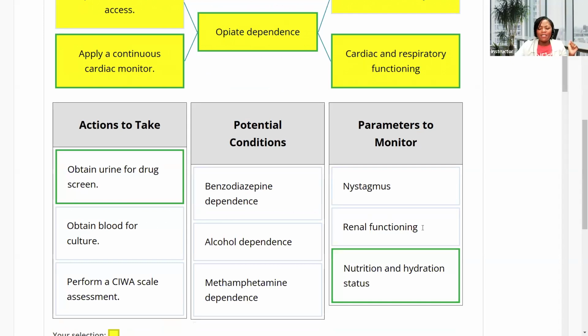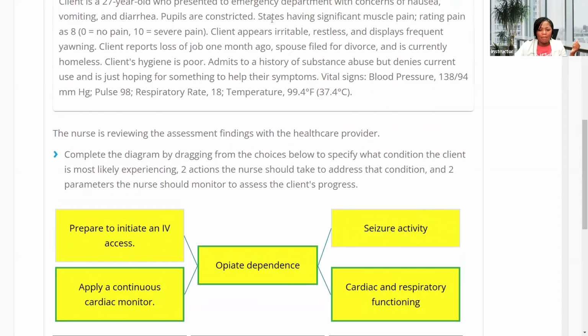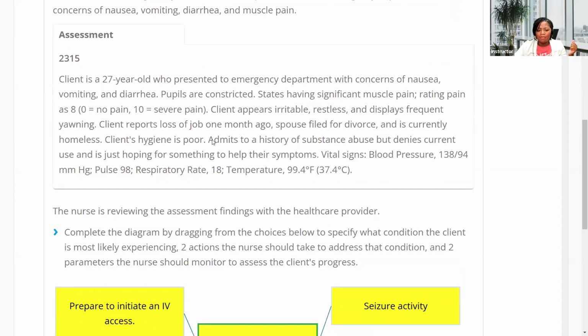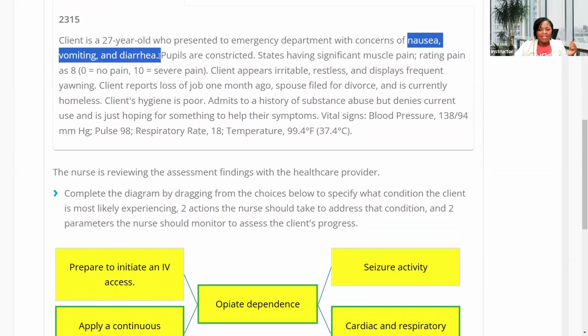All right. I don't believe we had any issue with the renal functioning above being an issue. Remember, nausea, vomiting, diarrhea, that's GI. Did we have any issue with GU?